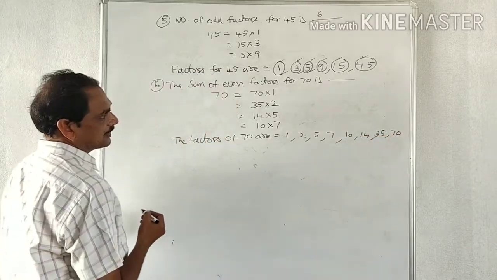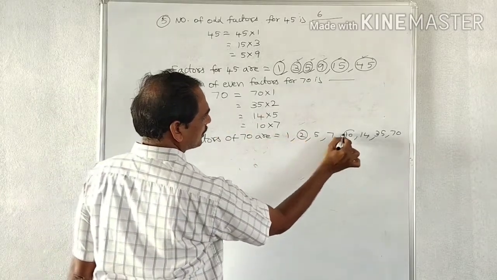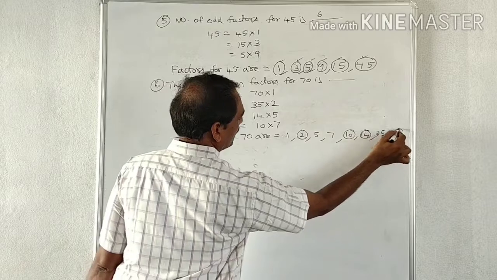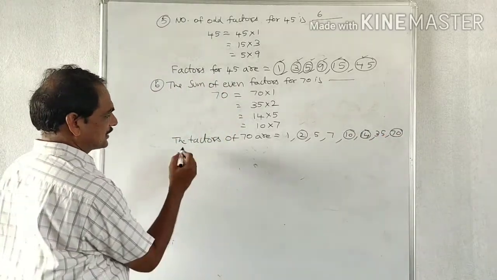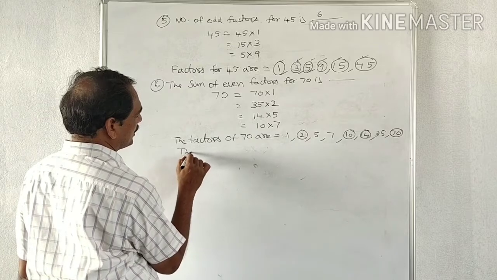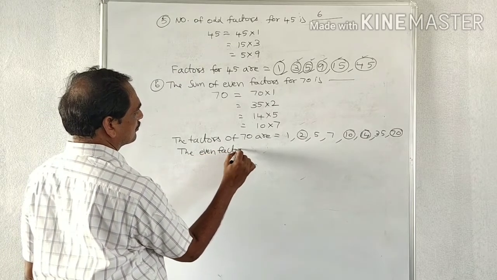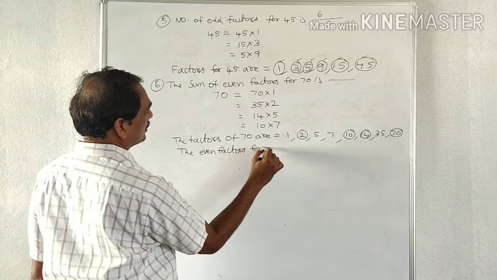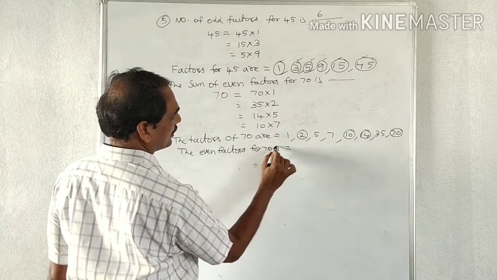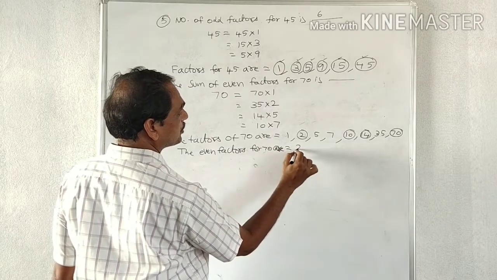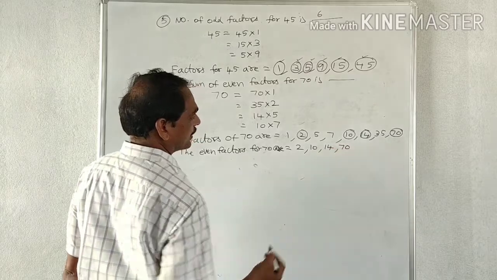Of these, the sum of even factors: 2 is an even number, 10, 14 and 70. These are the 4 even factors. So the even factors for 70 are equal to 2, 10, 14, 70.